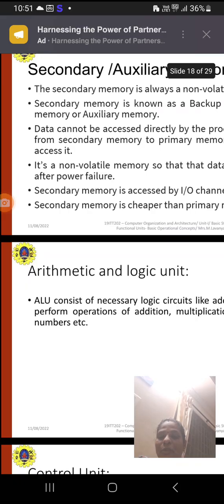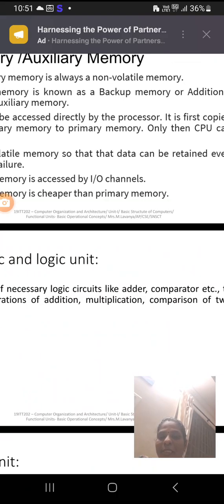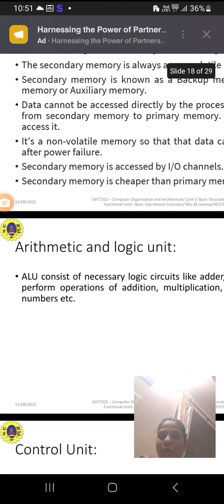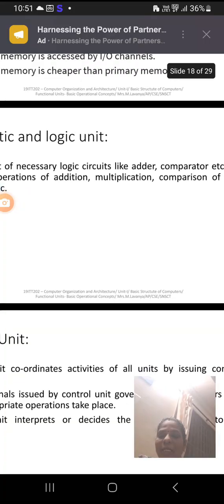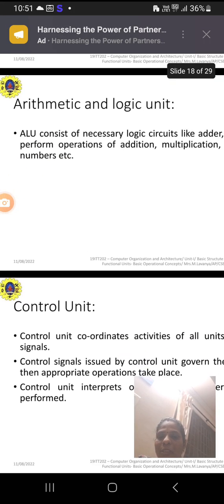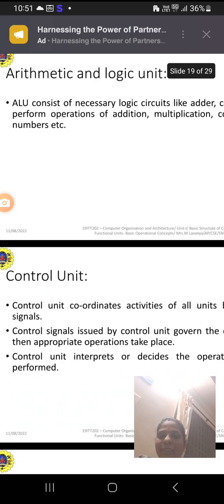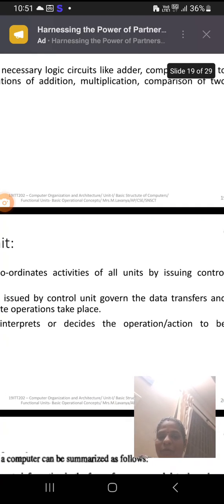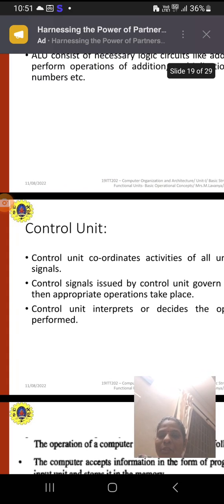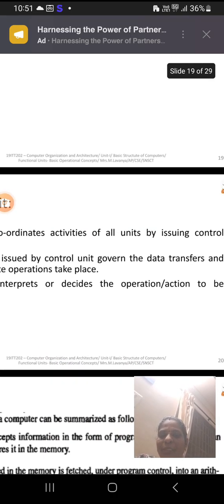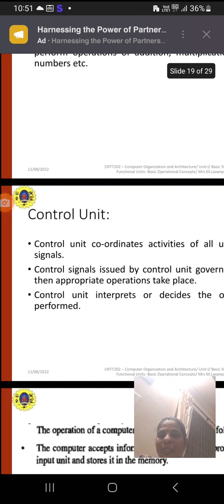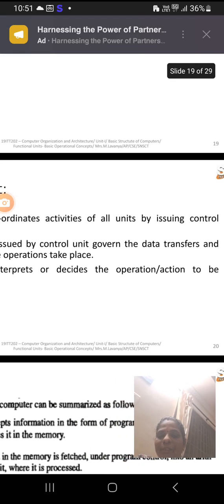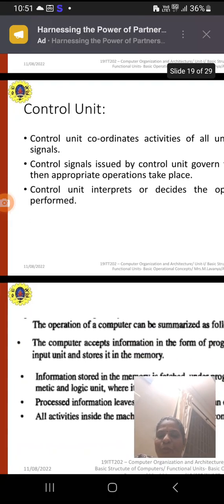The arithmetic logic unit is made of logic circuits such as adders, comparators, etc., which perform the operations of addition, multiplication and comparison of two numbers. The control unit coordinates the activities of all units by issuing control signals. The signals issued by the control unit govern the data transfer and the appropriate operations that take place. The control unit interprets or decodes the operations and actions to be performed.